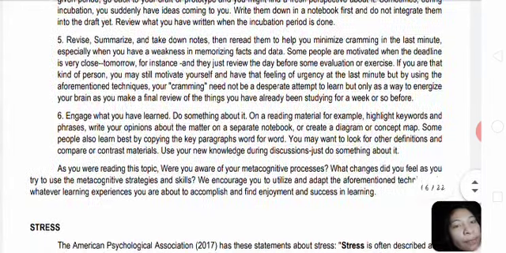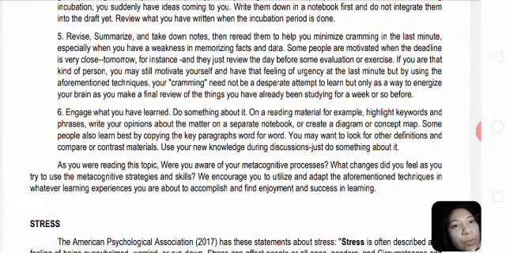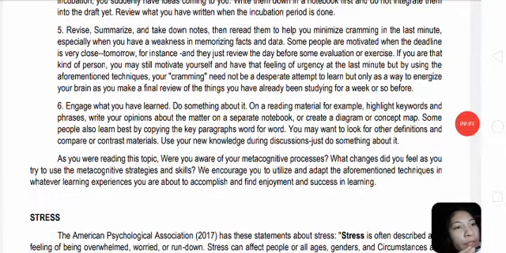6. Engage what you have learned. Do something about it. On a reading material, for example, highlight keywords and phrases.